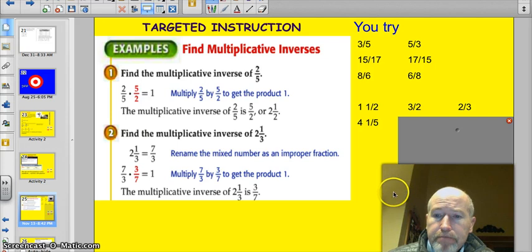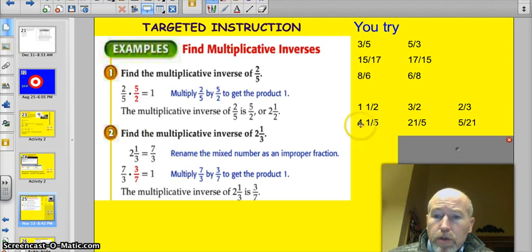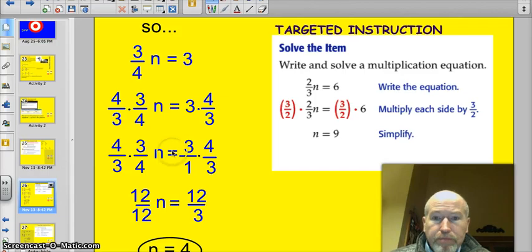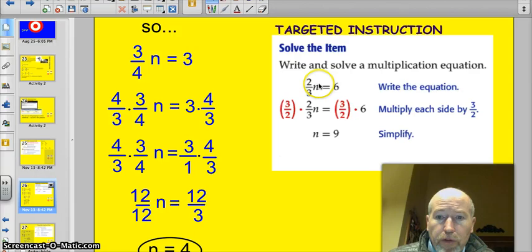Try that one. All right, let's see. 4 times 5 is 20, plus 1 is 21/5. But did you flip it to get the multiplicative inverse? Okay. Let's see if we can use this property to solve some problems. All right, so we've got this problem. We'll look at the example over here.